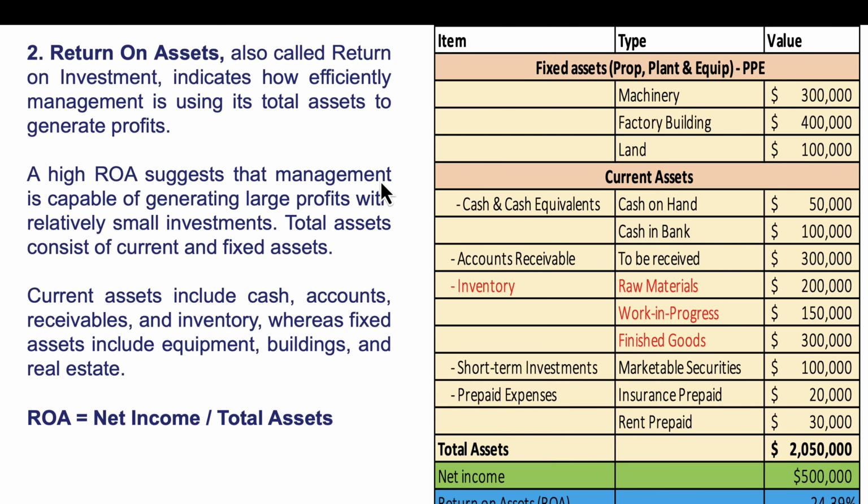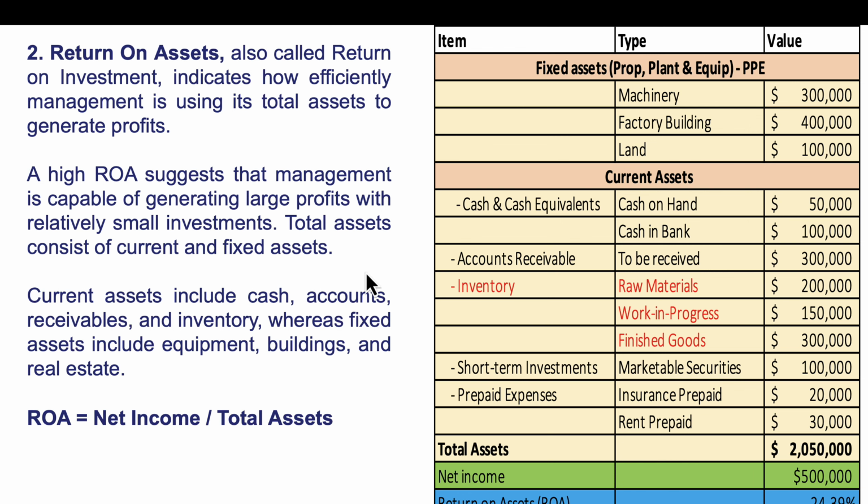This shows that by reducing material cost by 15%, the firm could increase its profitability by 41.25%. The next financial metric is return on assets, also called return on investment, which is about how efficiently management is using its total assets to generate profit. The formula for return on assets is net income divided by total assets.